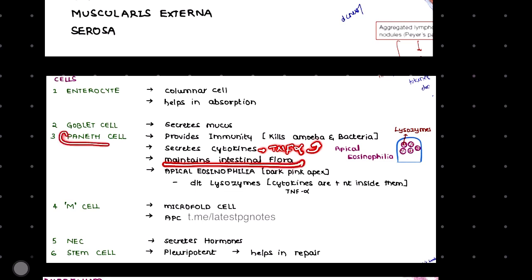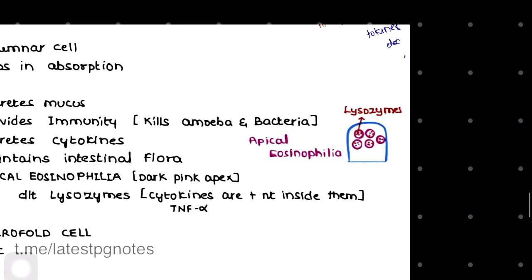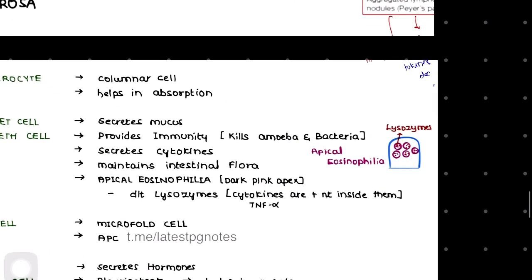As you can see, they are eosinophilic because they contain a large aggregation of lysozymes on the edges. These lysozymes are producing cytokines, and these cytokines are responsible for creating the immune factor. That's all.